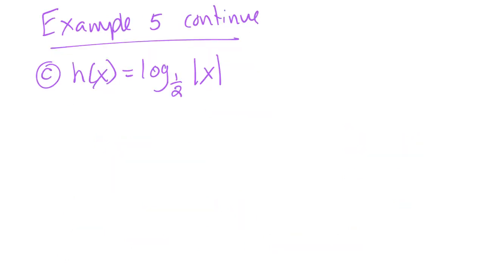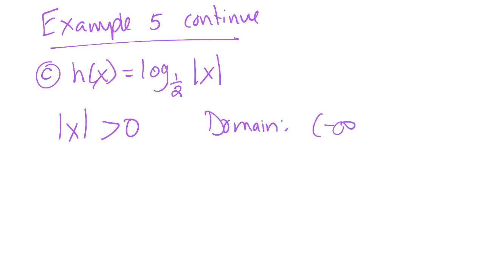In the last part of example 5, we have the function h of x equals log to the base 1/2 of the absolute value of x. When is that absolute value greater than 0? We know that the absolute value is greater than 0 for all x's except 0, because remember, it has to be greater than 0, not equal to 0. So our domain is going to be from negative infinity to 0, union 0 to infinity.